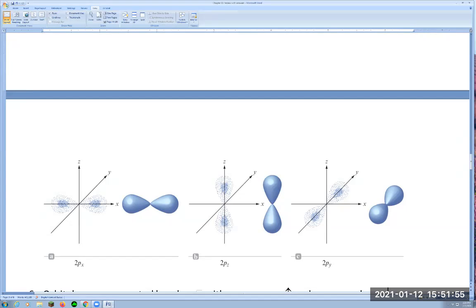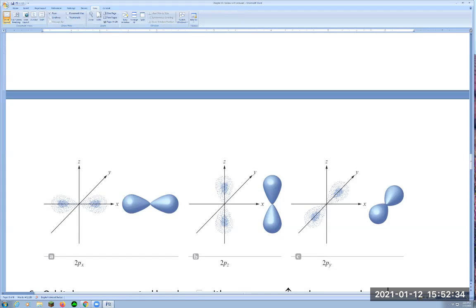If we were able to make a picture of the electron around the nucleus, the nucleus would be at the coordinate 0, 0, 0, in the center where the lines cross. Then if you took thousands of pictures of the electrons in that 2px orbital, for example, you would see them mainly along the x-axis, gathered on either side of the nucleus. As you move away from the axis, you see fewer and fewer dots, right?